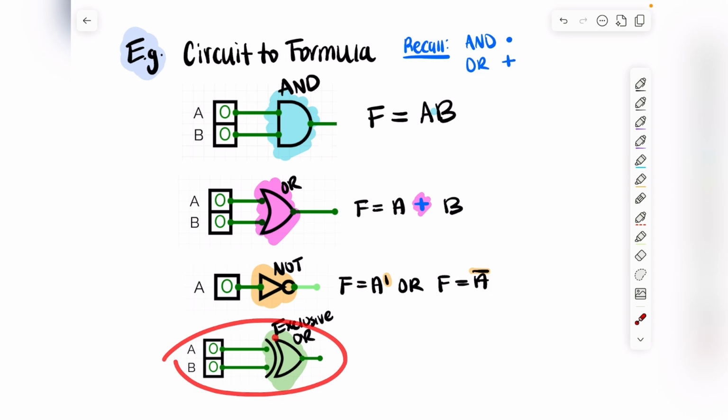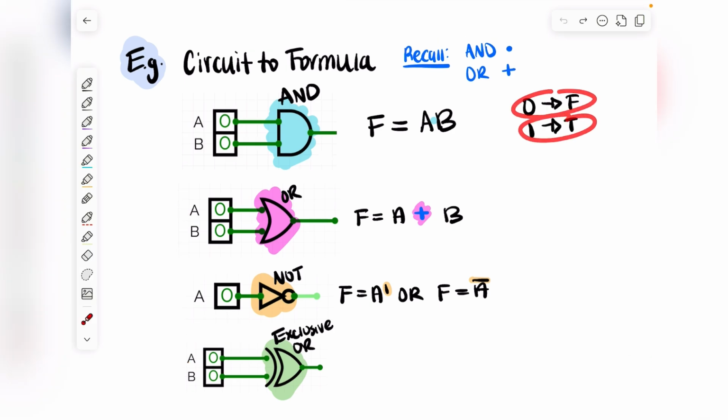For this circuit, this is the exclusive OR gate. So it's just like the OR, it just has a curved line in front of it. So what is the difference between these two gates? Keep in mind that 0 means false and 1 means true. The only difference is that exclusive OR also outputs false if both of them are true.